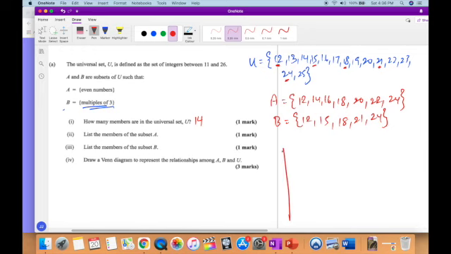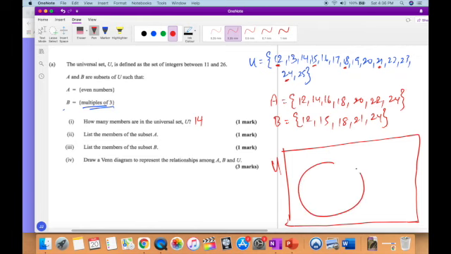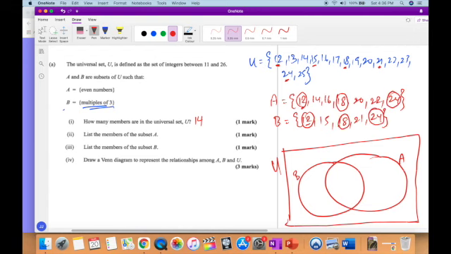So we have the entire of U here. So I'll draw U first. Right? And let me just draw A. And we can see here that A and B will intersect. So I will just draw B like this. Right? So let's call this one A since it's bigger. And B. Right? And let's put in the intersection first. So we have 12 in both of them. We have 18 in both of them. And we have 24 in both of them. So therefore your 12, your 18, your 24 going over here.